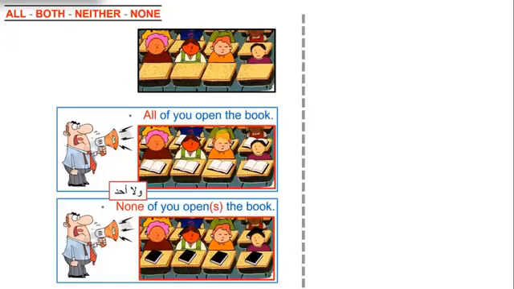None gives a negative meaning. The sentence is not negative. You don't see not, but the meaning is negative. It is the opposite of all. It is used for more than 2 people or things, and it can take a singular or a plural verb. That means you can say, none of you open the book, or none of you opens the book. Just like with he, she, and it, you say, he opens the book, they open. None is the same thing. It can work either way.